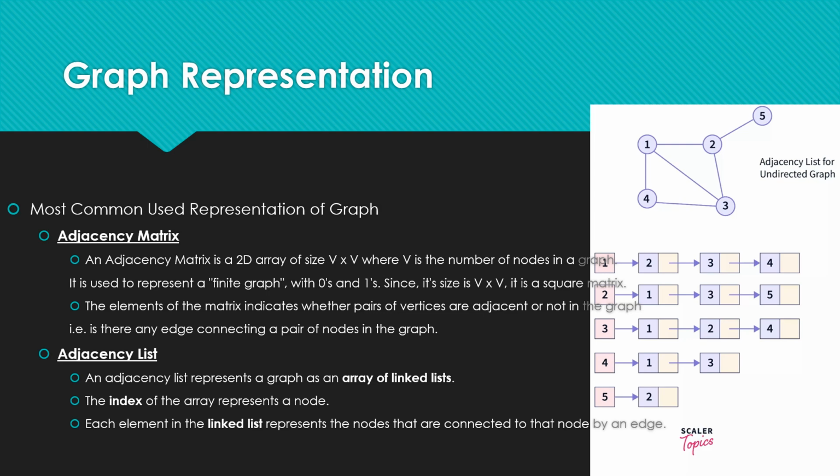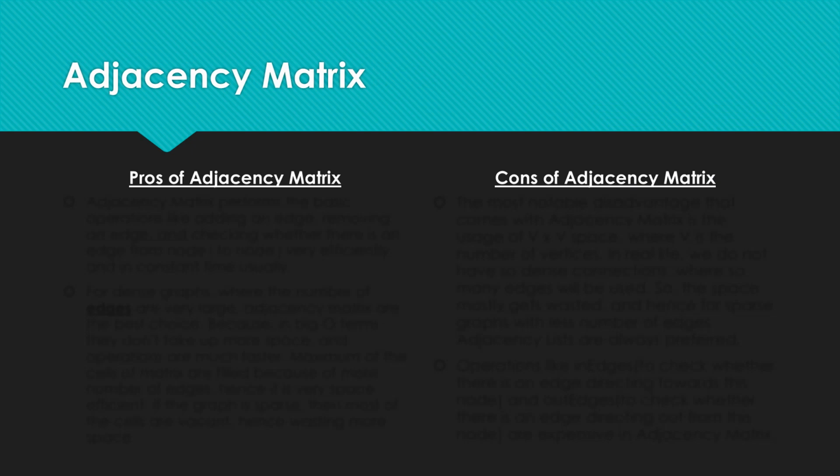So, adjacency matrix or list. When to use what? I made some pros and cons for each, for adjacency matrix or list. So let's start with the matrix.